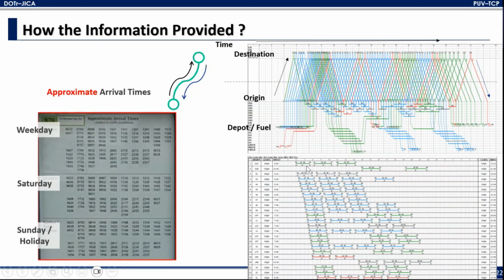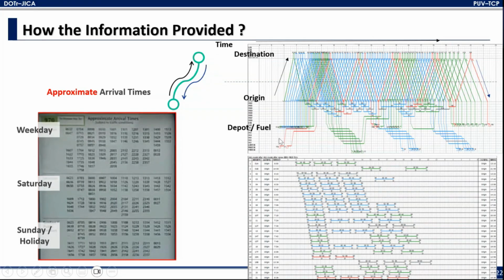Of course, very long working hours shall be avoided. So in terms of operation management and drivers' working hour management, such a timetable is necessary. Most bus operators prepare such timetables.